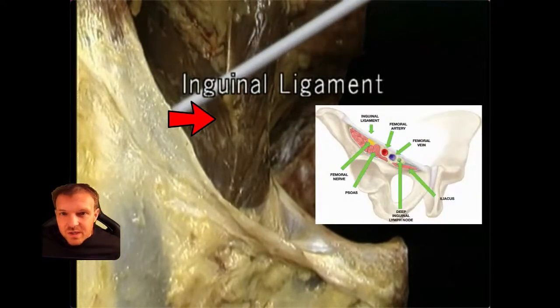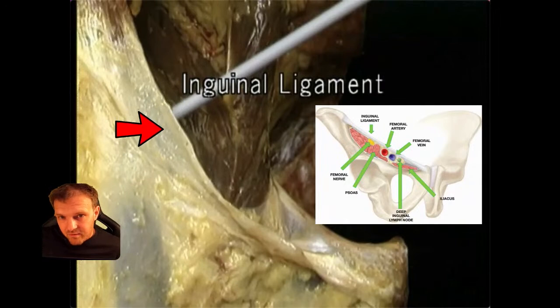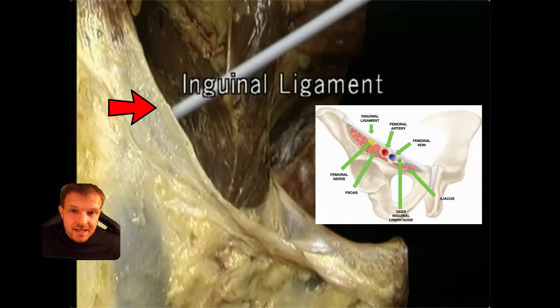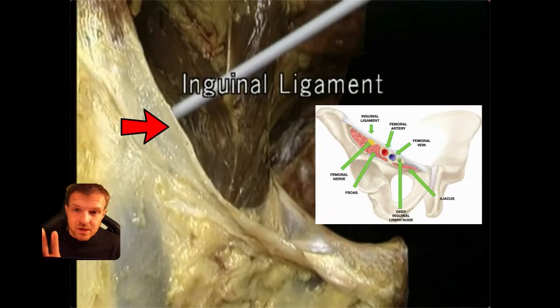Okay, so your inguinal ligament, so that picture that we've just seen previously, is underneath here. So you can see the needle there is going underneath this bit of fascia. So that bit of connective tissue is the aponeurosis. Yeah, so that's that fascia that I was talking about at the beginning that forms the front of the inguinal canal.